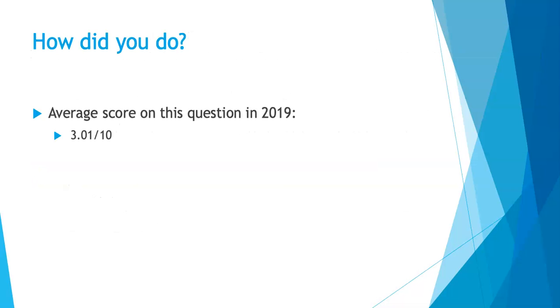How did you do? The average score on this question in 2019 was really 3 points out of 10. Out of the 10 points, 4 or 5 of them were fairly easy, but not for everybody, and 2 or 3 of the points were quite difficult to get. So if you got 3 points, you're fine. If you got 4 or 5 points, you're doing well. If you got more than that, then I'm really impressed.